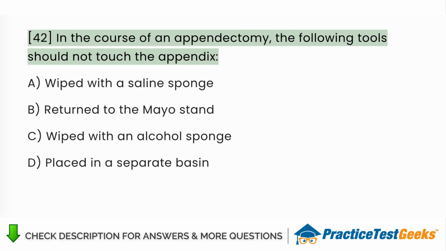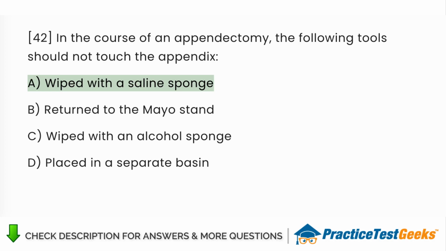In the course of an appendectomy, the following tools should not touch the appendix. A. Wiped with a saline sponge. B. Returned to the Mayo stand. C. Wiped with an alcohol sponge. D. Placed in a separate basin.